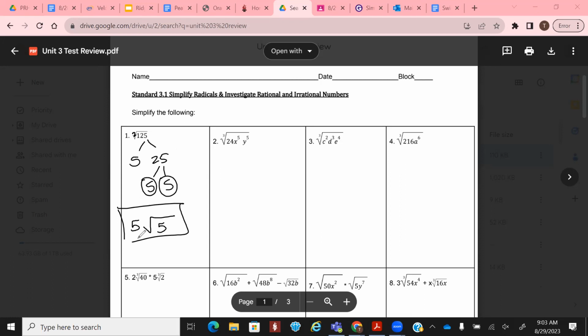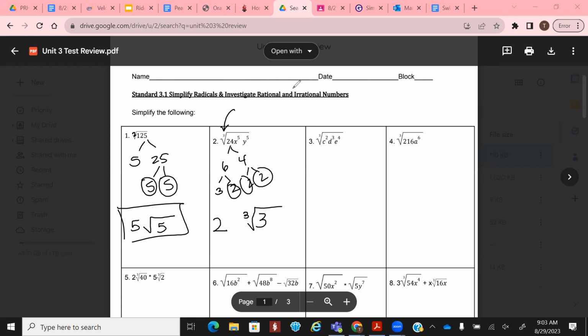Okay. On the next one, we're dealing with an index of 3. What I mean by that is right here, it's got a 3 in that little cubby hole, right? So give me factors of 24. 6 and 4. Can I break 6 down into what? 3 and 2. What about 4? Can I break that down? Okay. Now, since the index is 3, that means I have to have a group of 3 in order to pull something out. So we've got this 2, 2, and 2. So we're going to pull out a 2, and then we're going to leave the 3 on the inside.